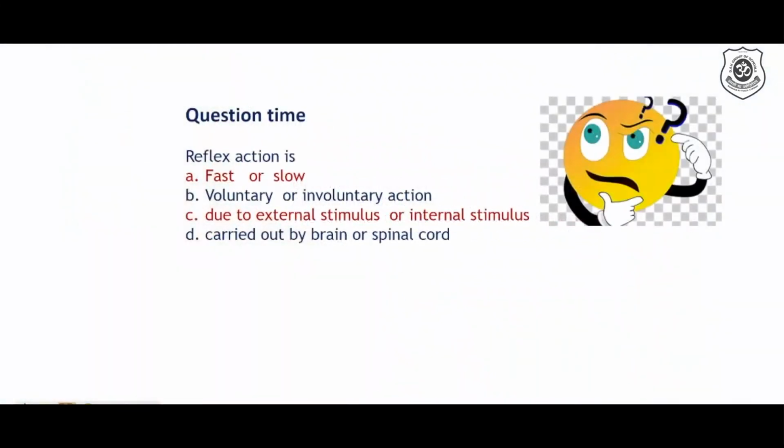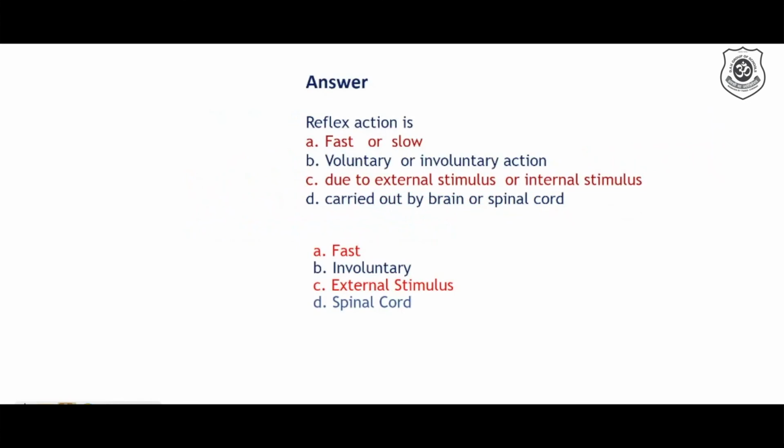Question time now. I hope you will answer quickly because you have studied about reflex action and your answers also must be quick, right? Reflex action is fast or slow? Reflex action is voluntary or involuntary? Reflex action is due to external stimulus or internal stimulus? Reflex action is carried out by brain or by the spinal cord? Yes? Shall we see the answers? It is fast, and reflex action is involuntary. It gets a stimulus from outside. And the last one, it is controlled by spinal cord. Did you get the answer?